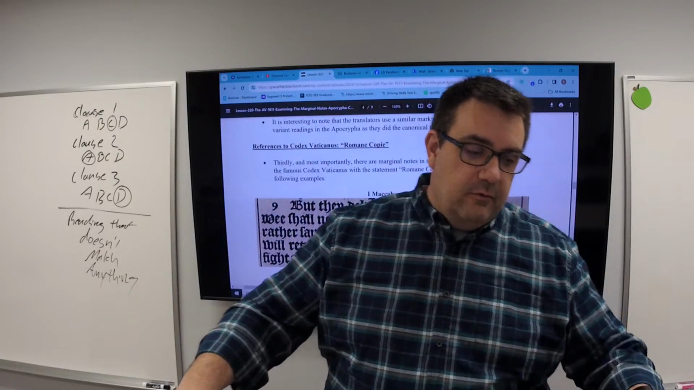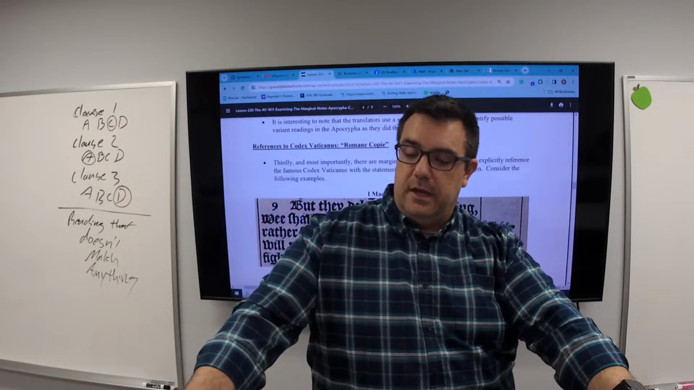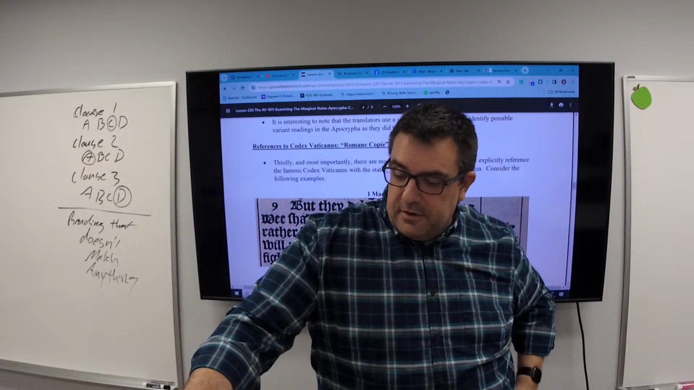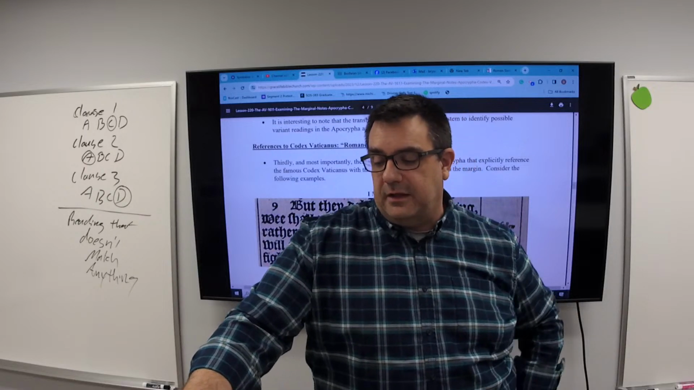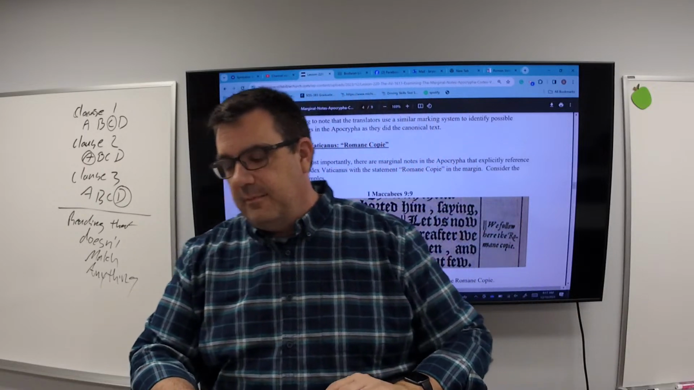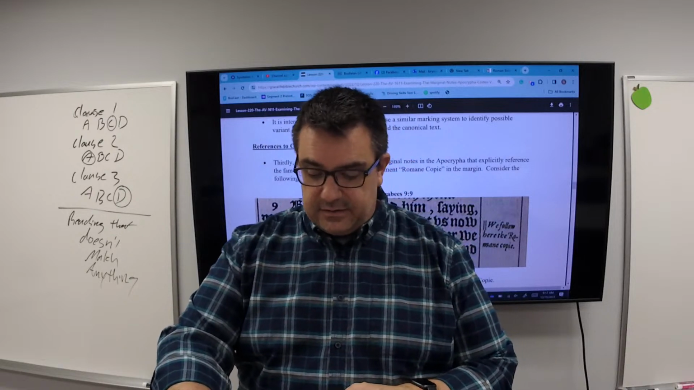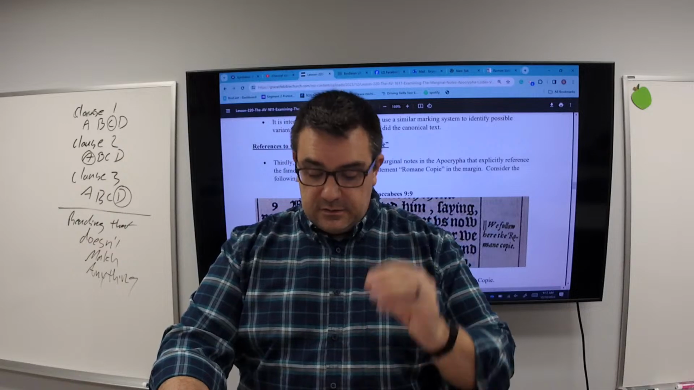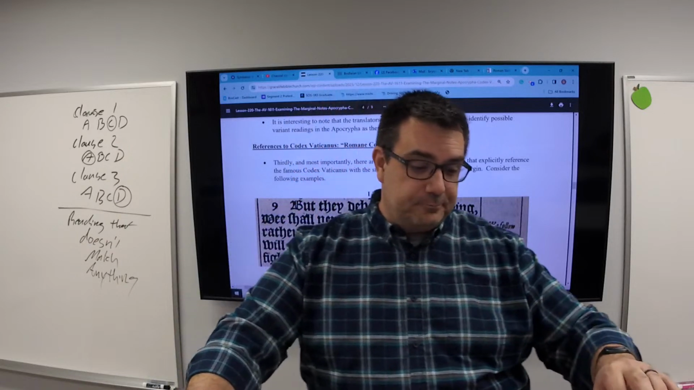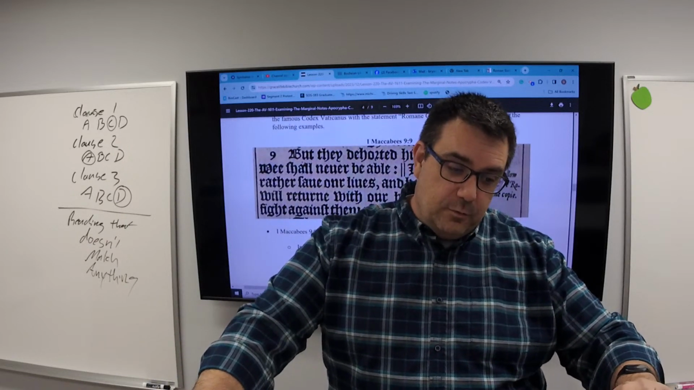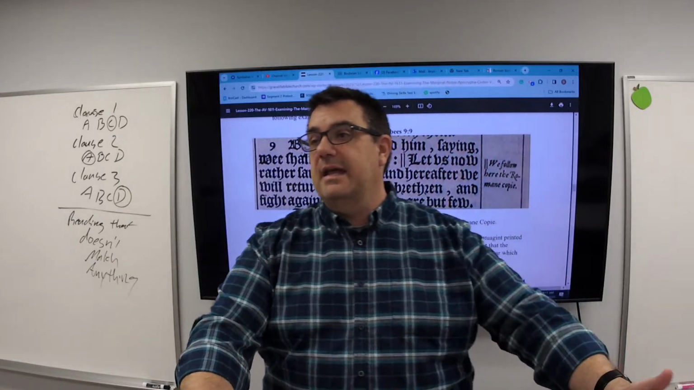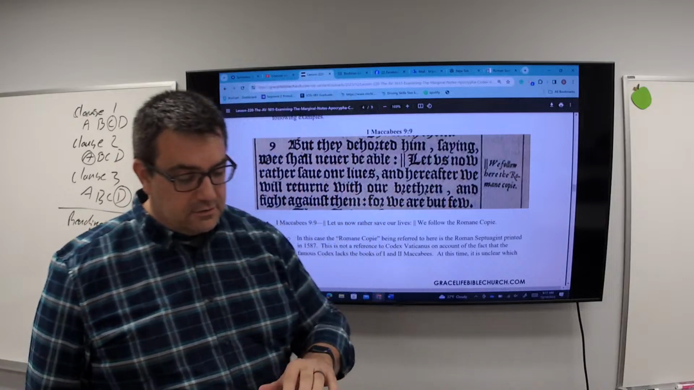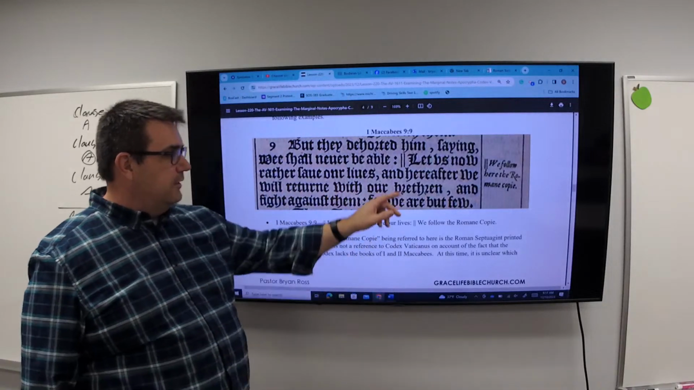So, third point, references the Codex Vaticanus or the Roman copy. Thirdly, and most importantly, there are marginal notes in the Apocrypha that explicitly reference the famous Codex Vaticanus with the statement "Roman copy" in the margin. Consider the following examples, okay? Now, the first one is from 1 Maccabees 9:9, okay?